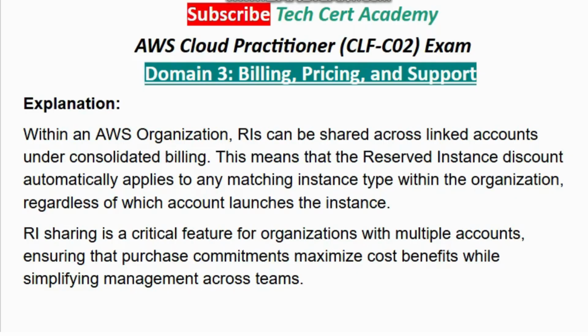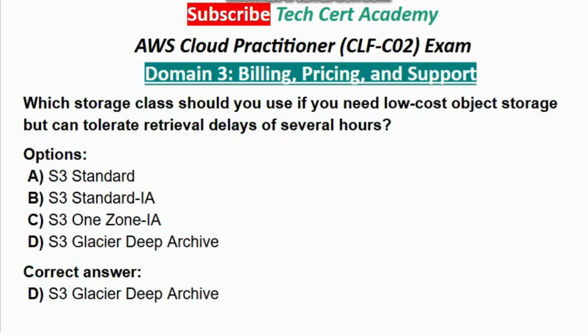Which storage class should you use if you need low-cost object storage but can tolerate retrieval delays of several hours? Options: A. S3 Standard, B. S3 Standard IA, C. S3 One Zone IA, D. S3 Glacier Deep Archive. Correct answer: D. S3 Glacier Deep Archive explanation.